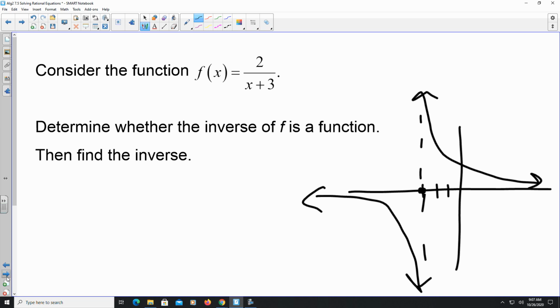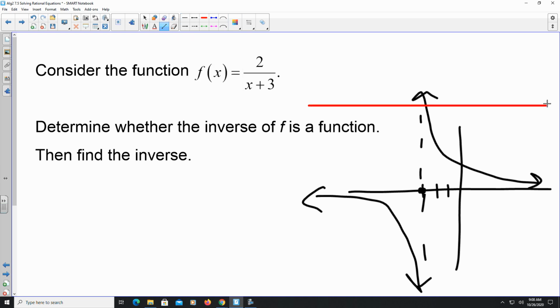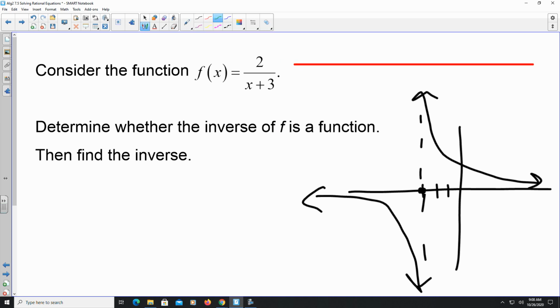They wanted us to determine whether the inverse is a function. If we use the horizontal line test, I'm going to get a different color. So here's my horizontal line, and you can tell that it doesn't cross more than one spot. So in this particular instance, the inverse is a function. Then the next thing they want us to do is find the inverse of the function.